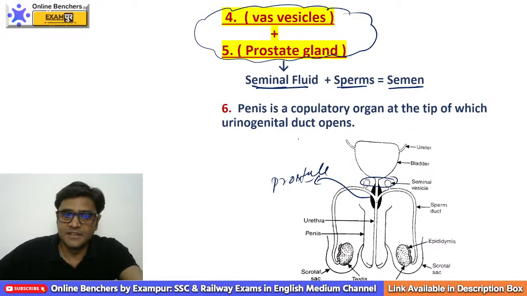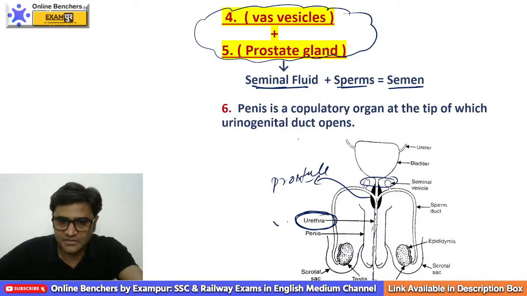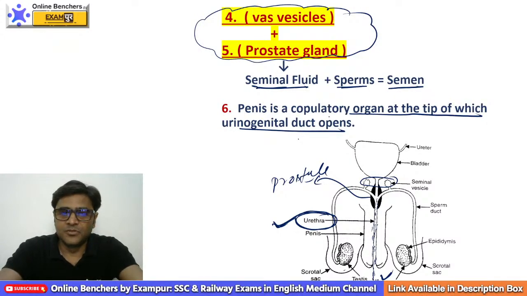And semen is discharged out from your penis. Semen or urine is discharged out of your body by which route? This route is called urethra. Urethra is the route through which urine or semen is discharged out from your body. And what is penis? It is a copulatory organ. So this is all about your male reproductive system.